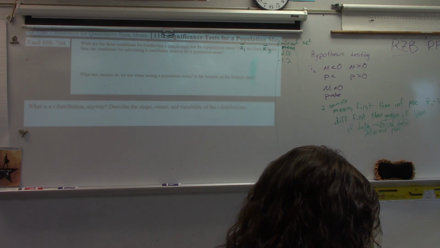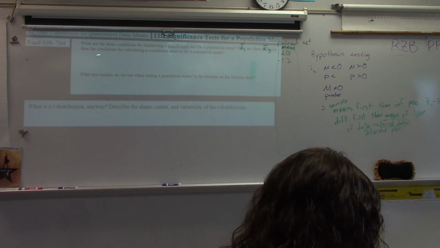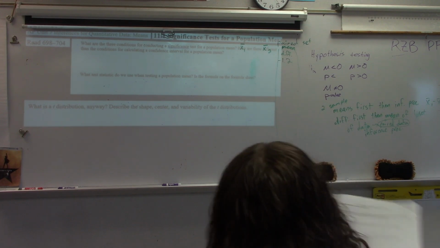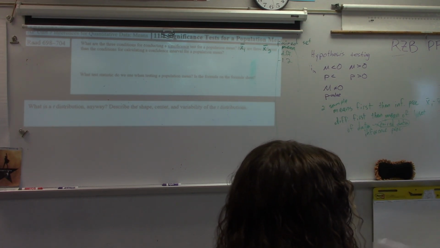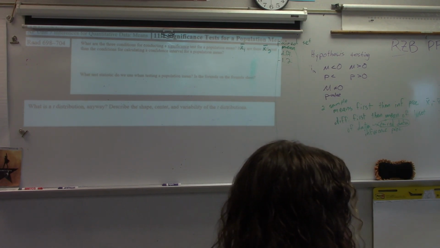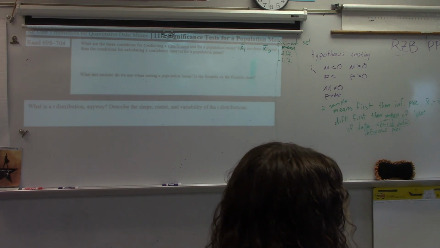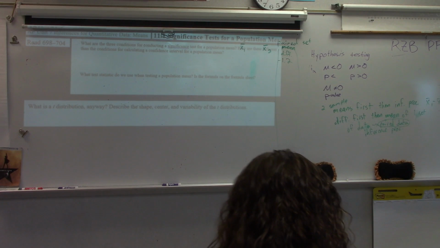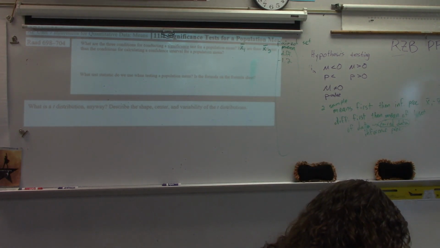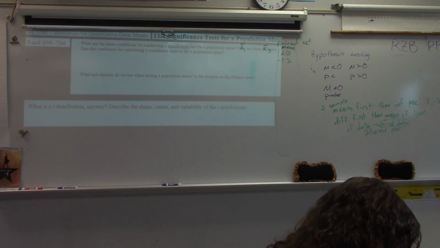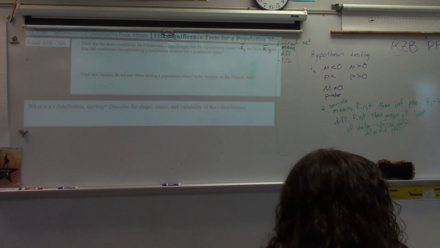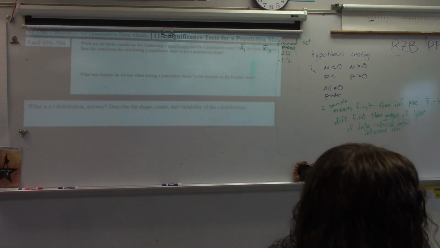Even just thinking about how the conditions for a significance test compare to the conditions for a confidence interval. They're exactly the same. There is no difference in those conditions. The conditions for a hypothesis test are the same as for a confidence interval. What are those conditions? Random, 10%, and large counts.